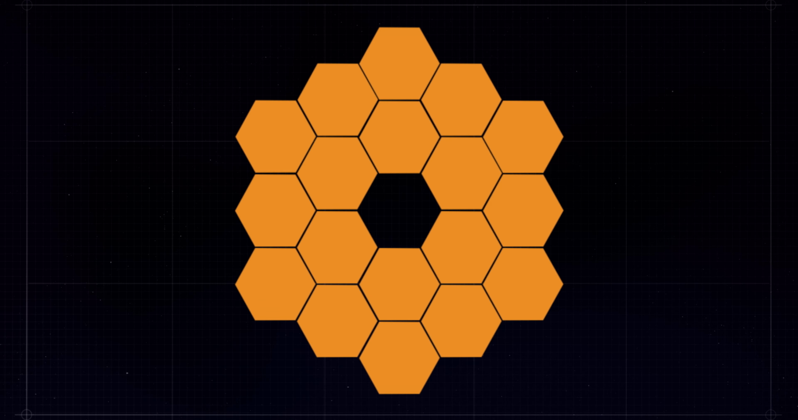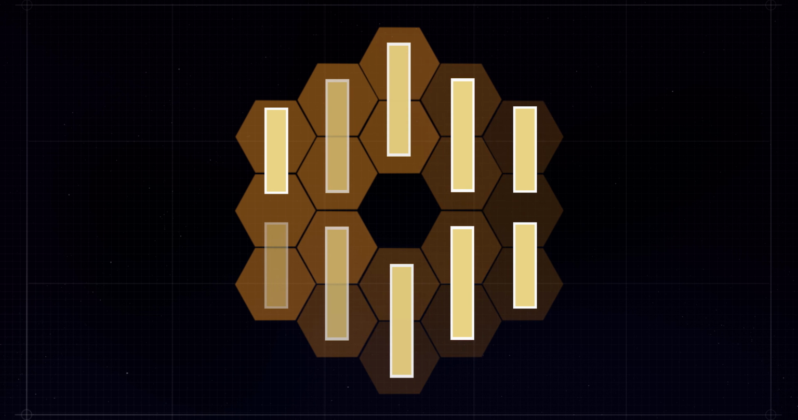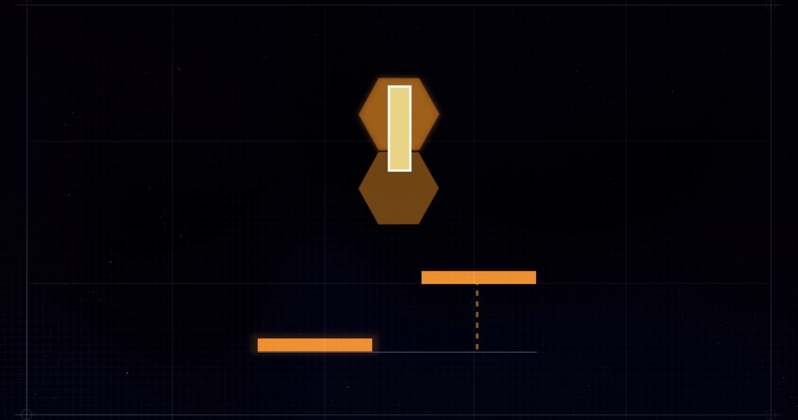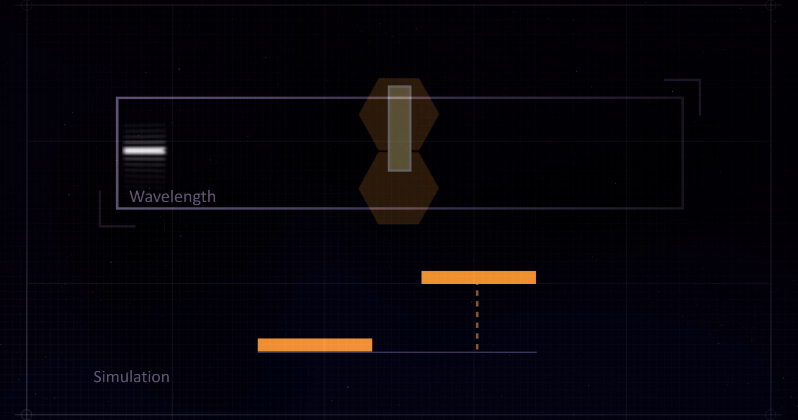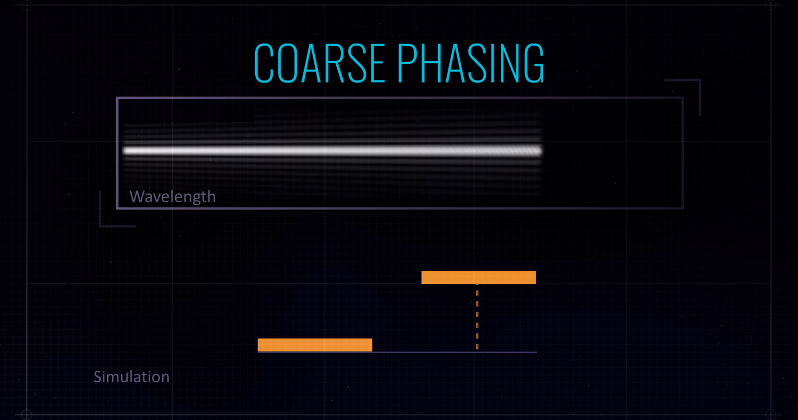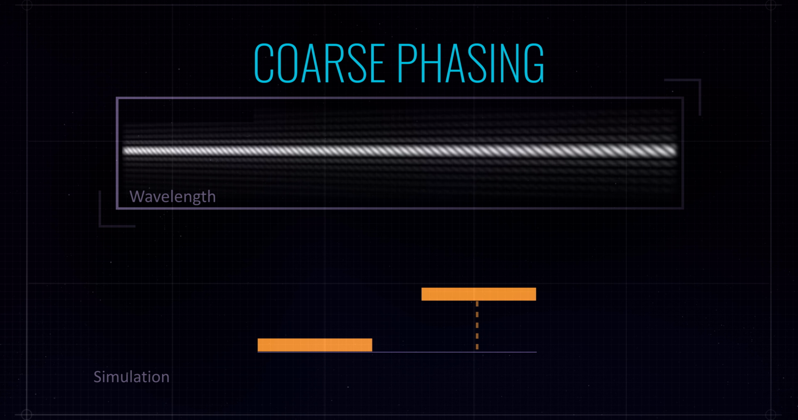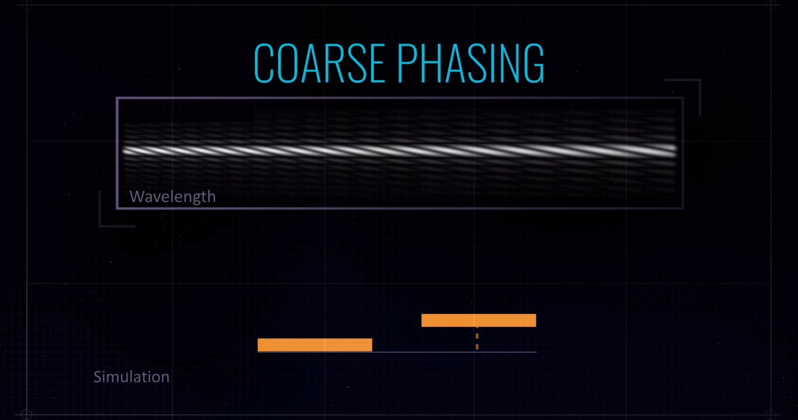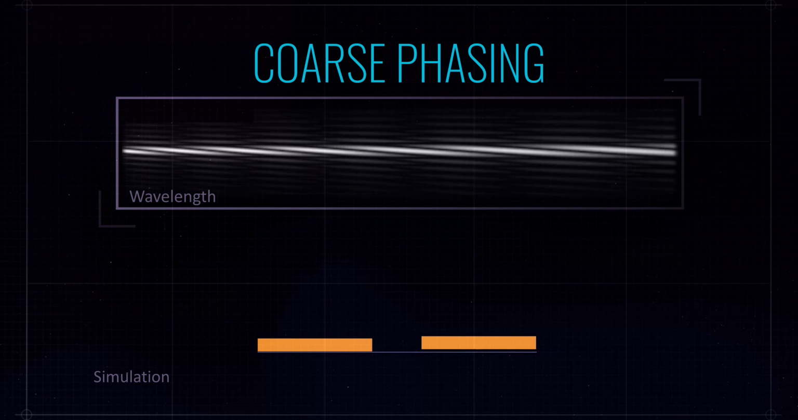And the next phase in the process is something we call coarse phasing. And that's where we adjust, literally it's the piston. It's the up and down motion of the mirror segments relative to each other. We control the piston of the segments so that they all come together in creating a complete monolithic primary mirror.